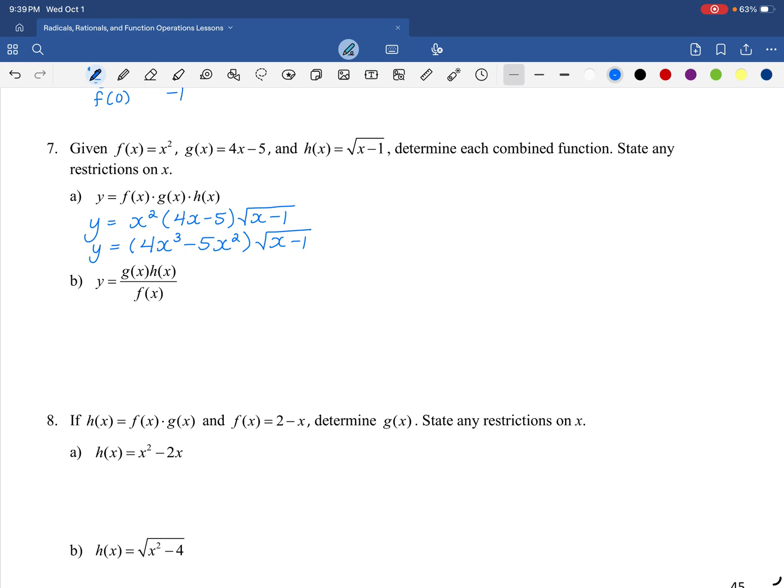What is the restriction? Well, the restriction's on the radical. So if I take that radicand and make it greater than or equal to 0, my restriction, of course, is going to be x greater than or equal to 1.